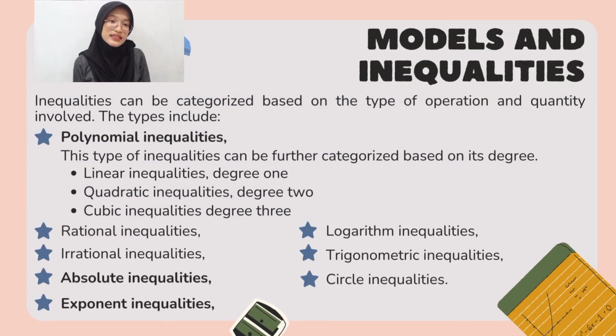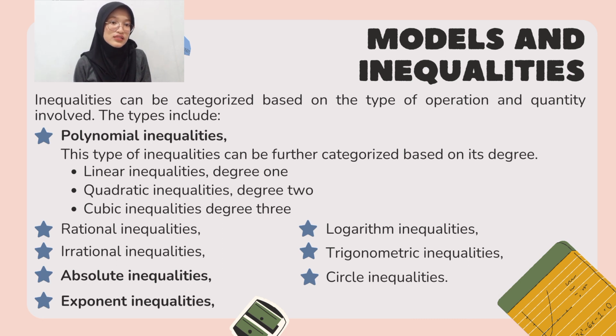Next, still in the same part, is types of inequalities. Inequalities can be categorized based on the type of operation and quantity involved. The types include 1. Polynomial inequalities, 2. Rational inequalities, 3. Irrational inequalities, 4. Absolute inequalities, 5. Exponent inequalities, 6. Logarithm inequalities, 7. Trigonometric inequalities, and 8. Circle inequalities.